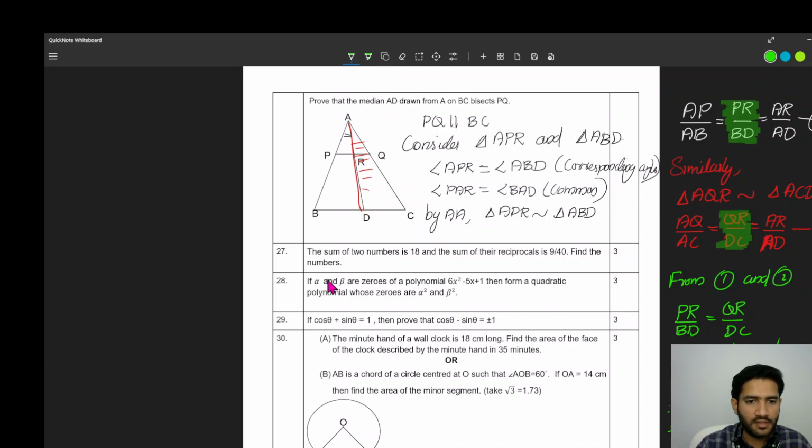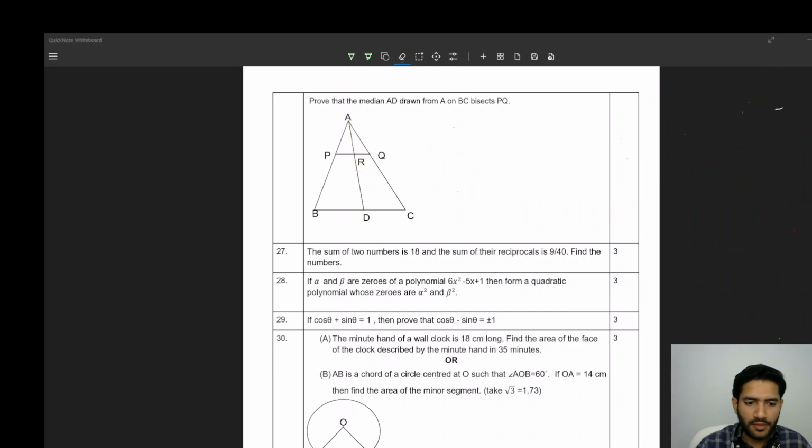Then look at this 27th one. Question 27. The sum of two numbers is 18 and the sum of the reciprocals is 9 by 40. Find the numbers. That's the question.